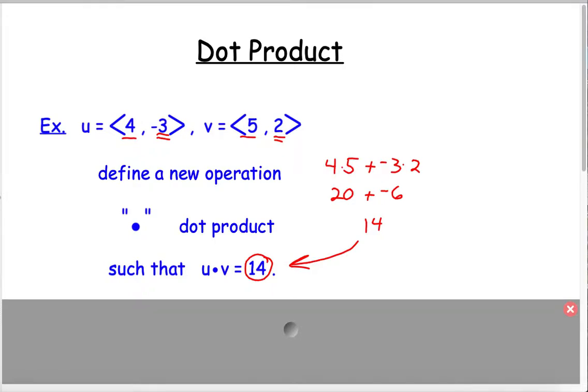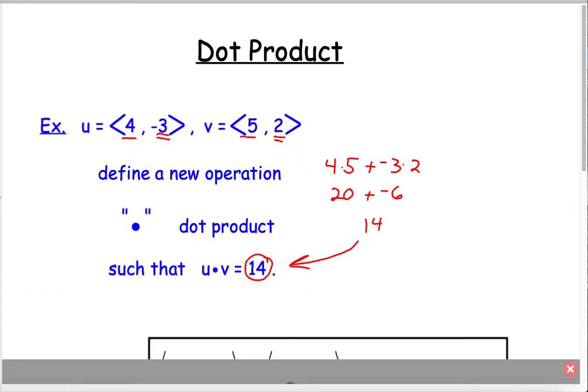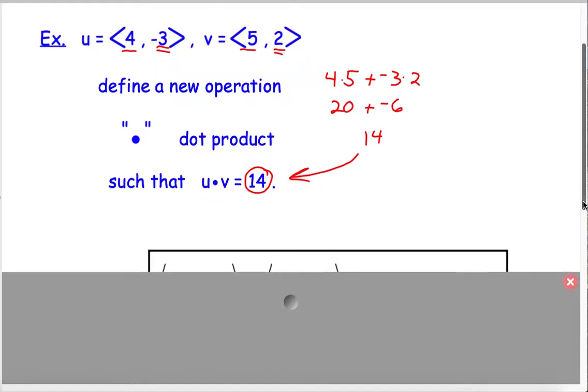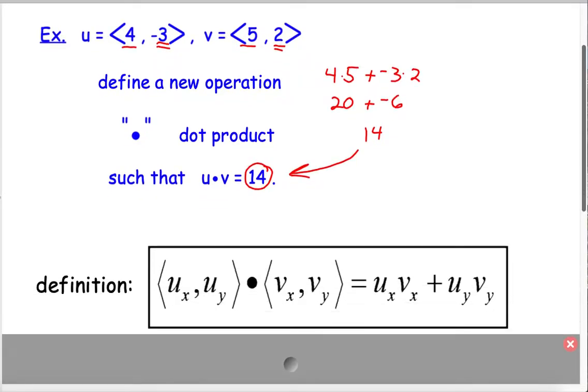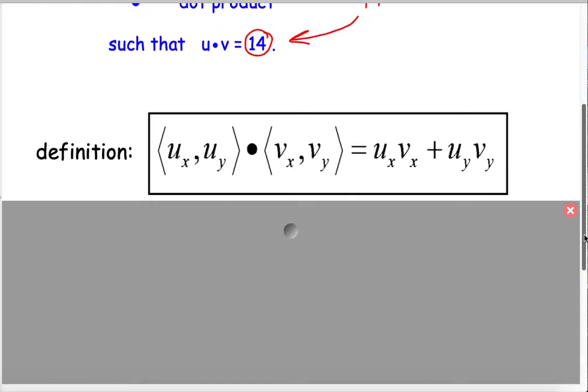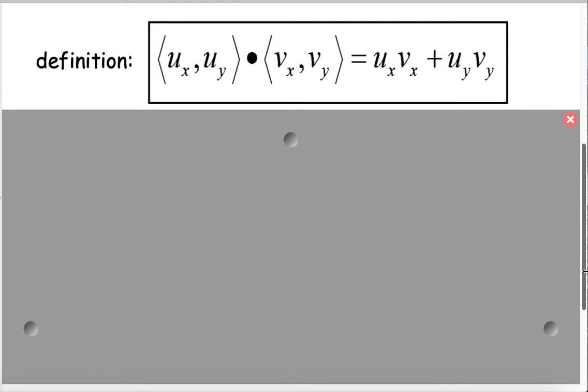Let me say that again. Just kidding. It's the sum of the product of the corresponding components. In notational form, we could write it this way. With vectors u and v, it's going to be u sub x times v sub x plus u sub y times v sub y. And that's it. So that's this new dot product.